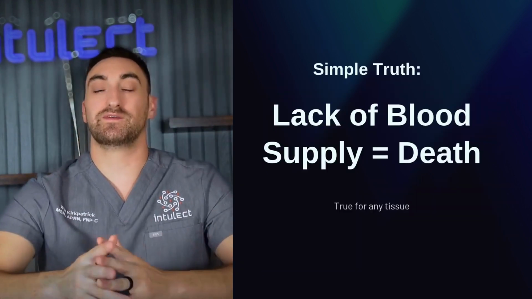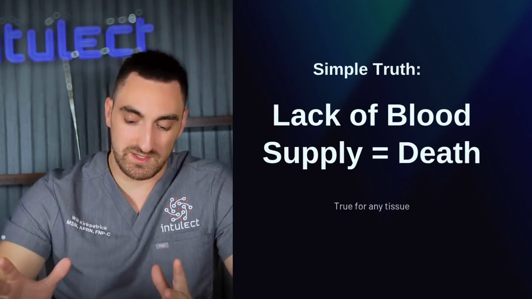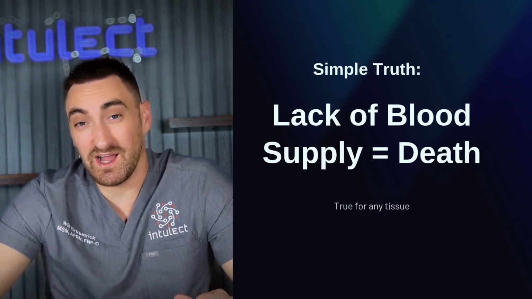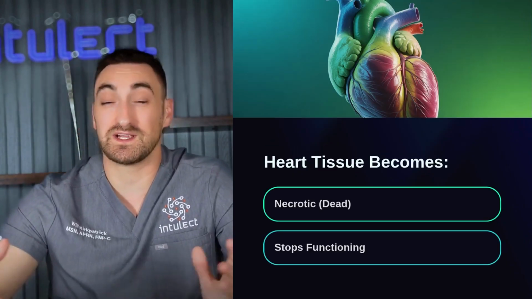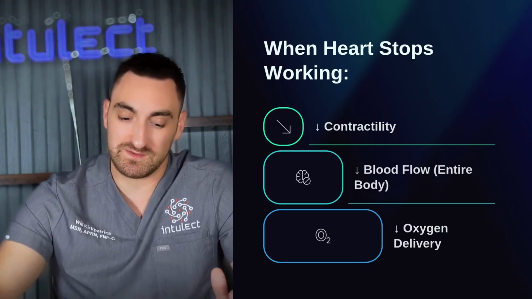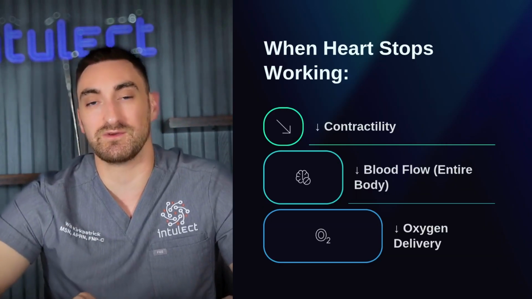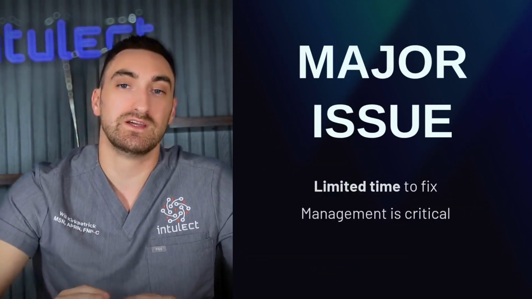So as you can assume, if there's a decrease in blood supply, we already sort of talked about this, but just to summarize, if you have a lack of blood supply to anything, it's going to die. So the heart tissue itself is going to get necrotic. It's going to stop functioning. When the heart stops functioning, you have decreased contractility, and you have decreased blood flow and oxygen throughout the rest of the body. It's a major issue, and you really don't have that much time to solve it.